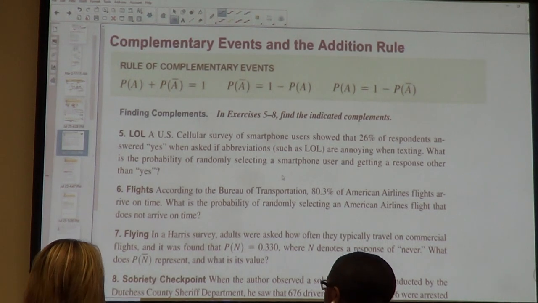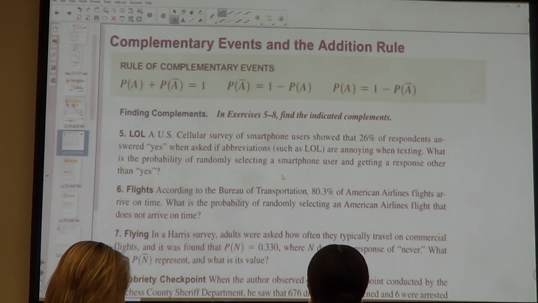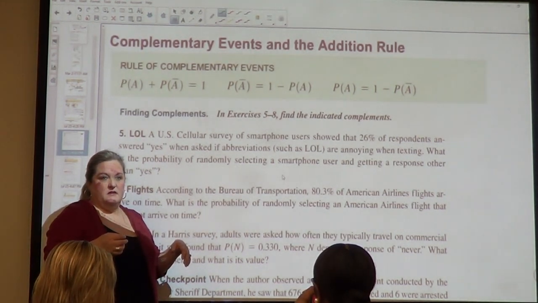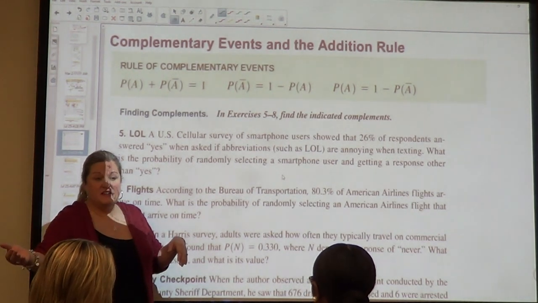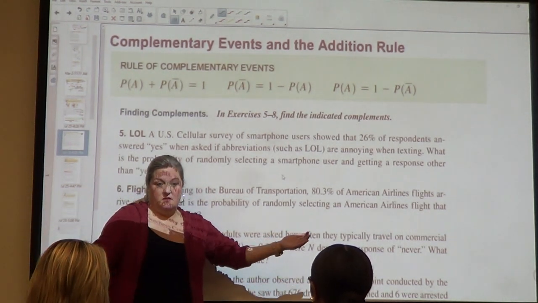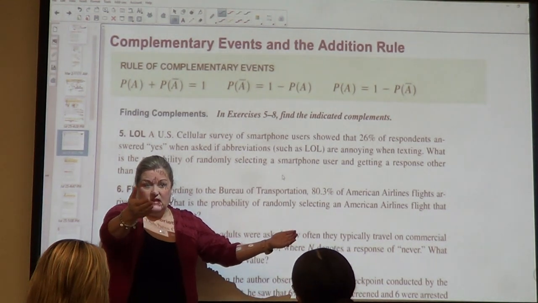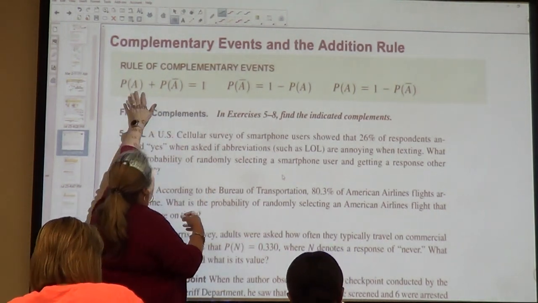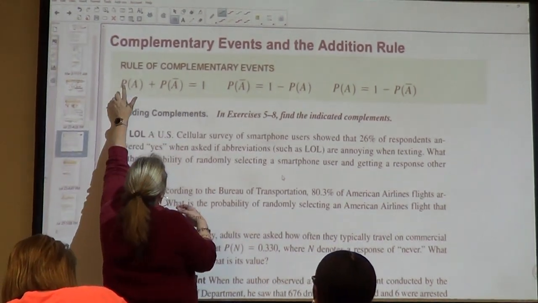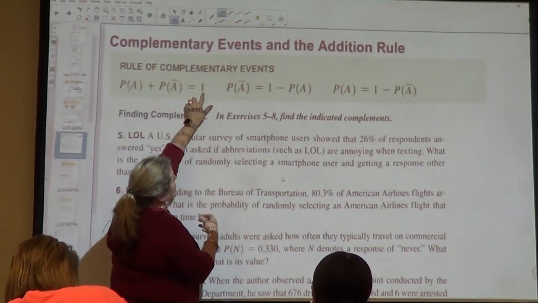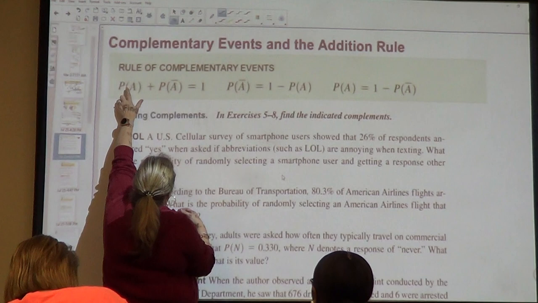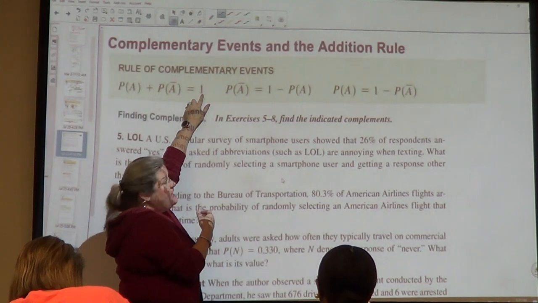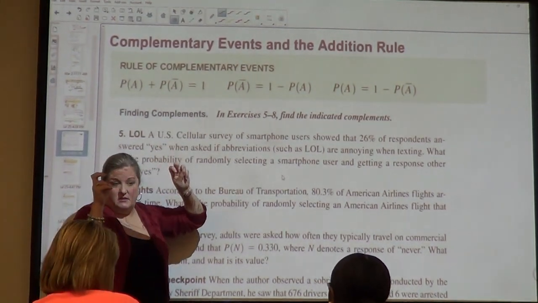Now, we've already talked about these. What were complementary events? If it was 40% chance it was going to rain, what was the complement? 60%. So either you're pregnant or you're not pregnant. Either it's going to rain or it's not rain. The complement and the not complement have to equal 1. So if it's 0.4 that it's going to rain, then it's 0.6 that it's not going to rain because they have to equal 1.